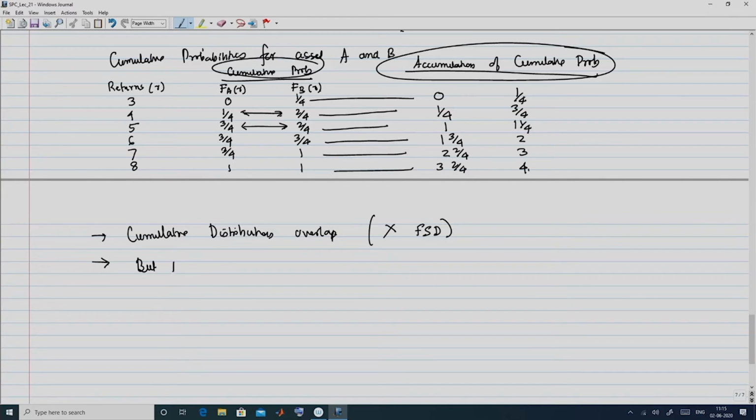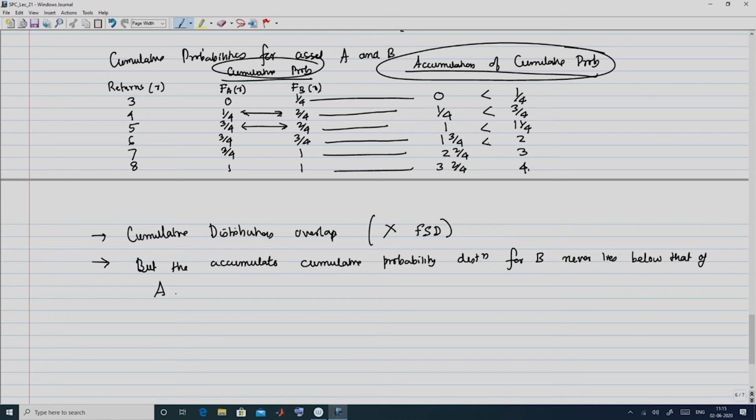Then we can say that the accumulated cumulative probability distribution for B never lies below that of A. If you observe carefully, for the accumulated distribution of B, 1/4 is greater than 0, 3/4 is greater than 0, 1/4 is greater than 0, 2 is greater than 1 3/4, 3 is greater than 2 2/4, and 4 is greater than 3 2/4.